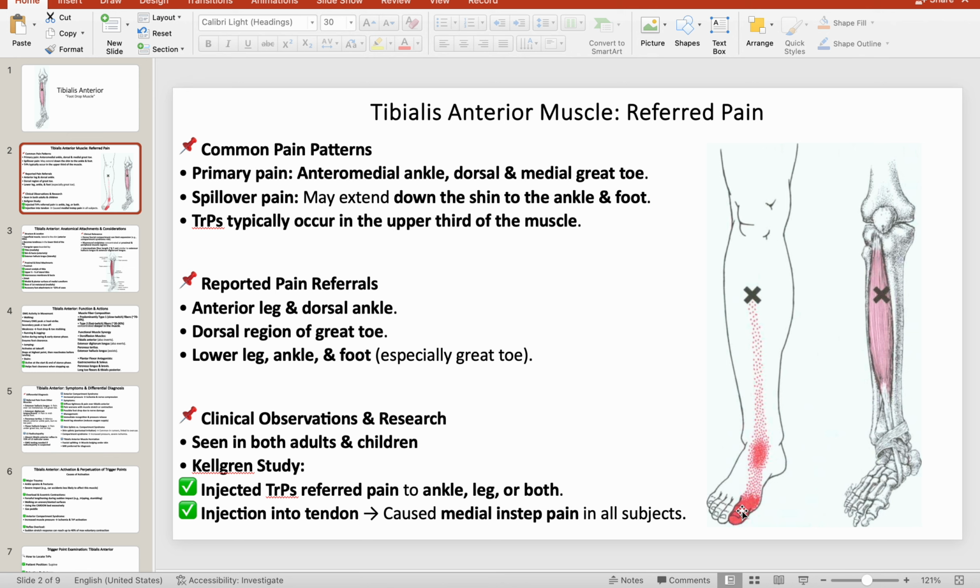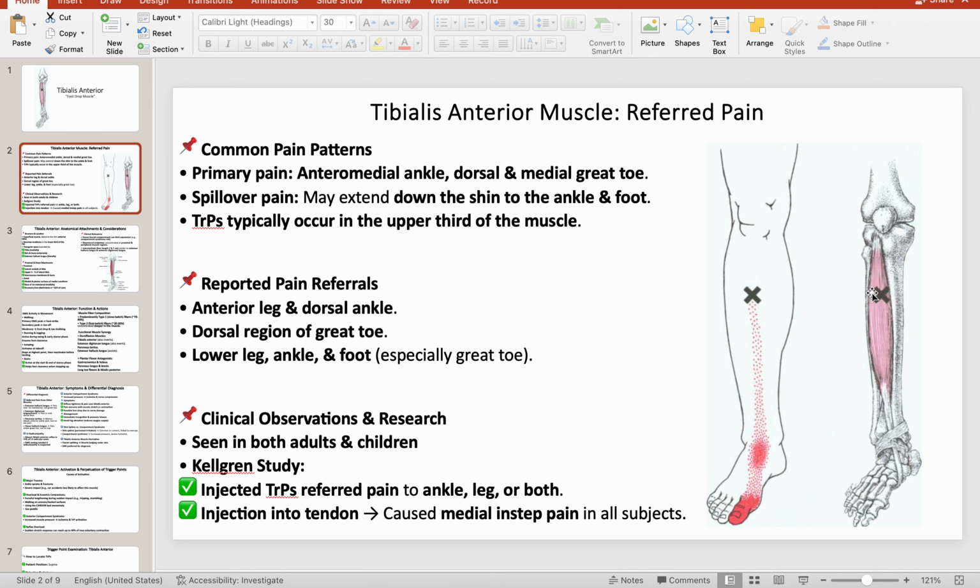You get someone coming in who has ankle pain. It can be ankle pain they got a month ago, but also it can be ankle pain they got 6 months ago that hasn't gone away, and they keep getting ankle pain. Right away, that should give you an idea that the tibialis anterior muscle could be the issue. And the trigger points don't occur down here in the tendon, obviously. They never occur in the tendon. It's always in the muscle belly.